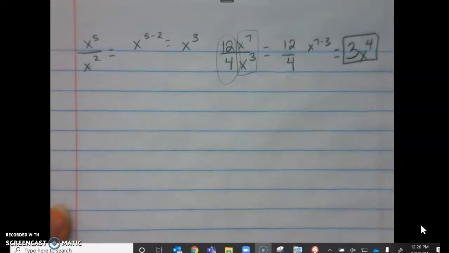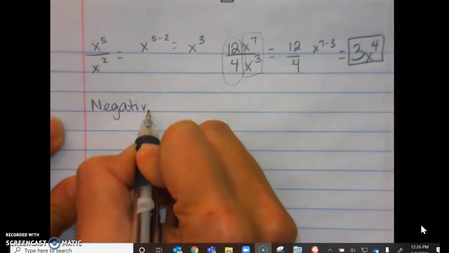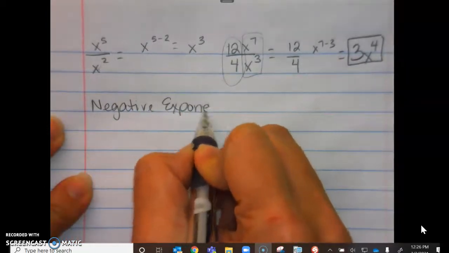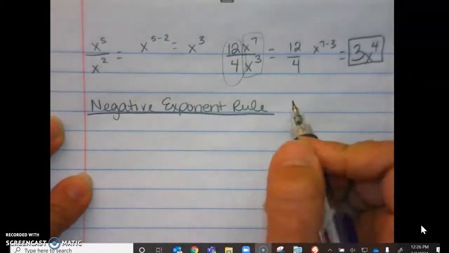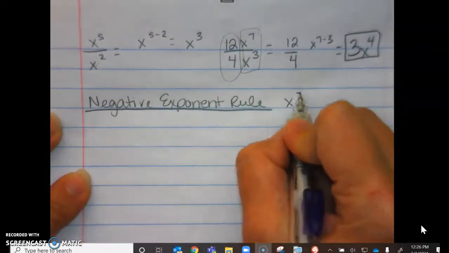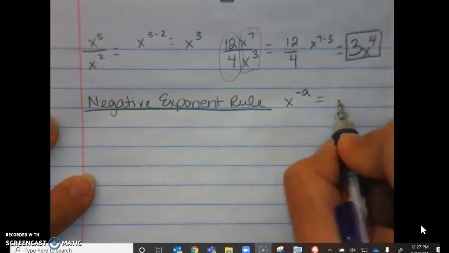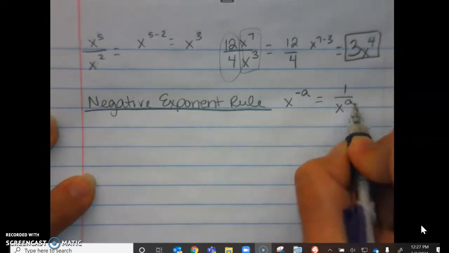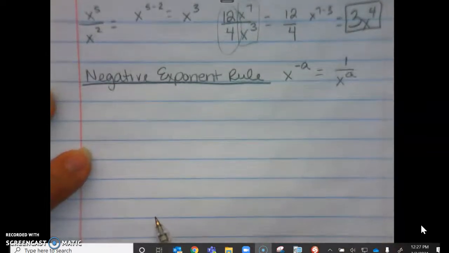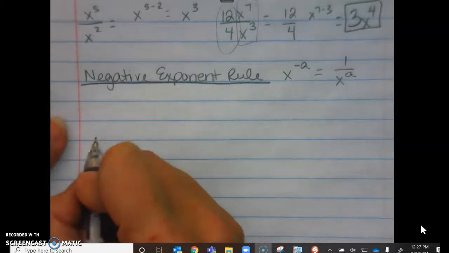Right? Our fourth rule is called the negative exponent rule. When we talk about the negative exponent rule, it means exactly what it says. We have a negative exponent. And that means that we are going to have to take and put this in the denominator. So this is 1 over x to the a. I'm going to talk about why that is. And we're going to make a little t-chart here before we do an example.